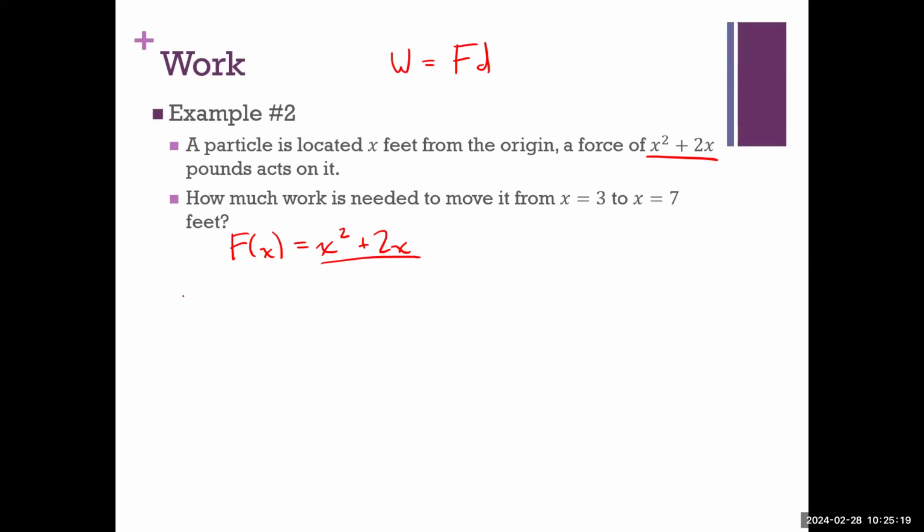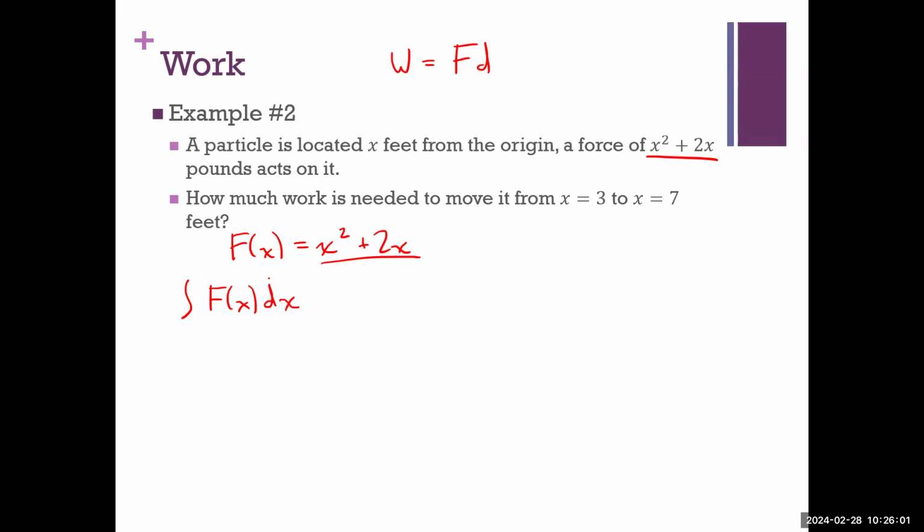How many values are there between 3 and 7? An uncountably infinite number of them. So because of that, I have to do an integral. So I'm going to integrate the force function. And what do I have to do with force to get to work? I have to multiply it by displacement. And since this force function is a function of displacement, my dx does the job that I want it to do. I want to multiply that force by a tiny displacement. That'll give me a small little elemental work.